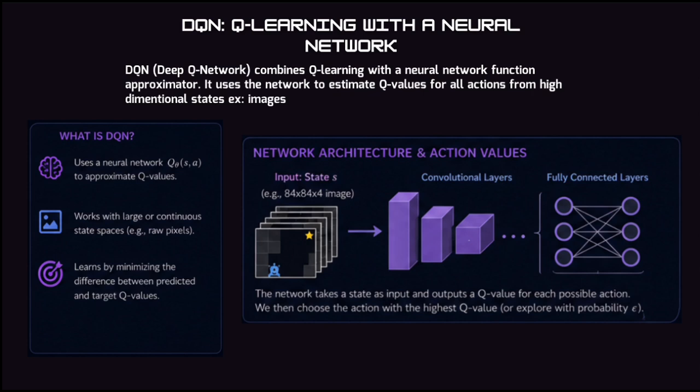The training loop works like this, conceptually. The agent observes a state. The network estimates values for the available actions. The agent chooses an action, then the environment returns a reward and a next state. That transition is stored in memory. Later, the agent samples past transitions from memory and trains the network to make its value predictions more consistent with the observed rewards and future possibilities.